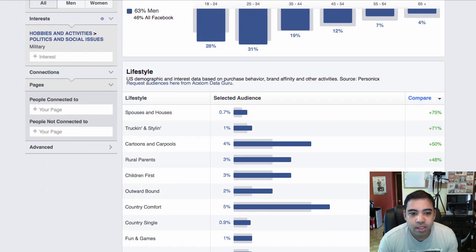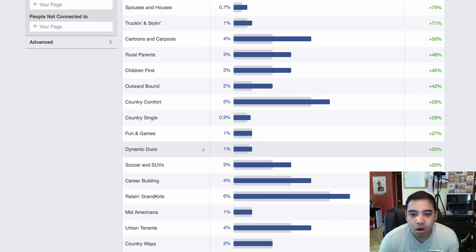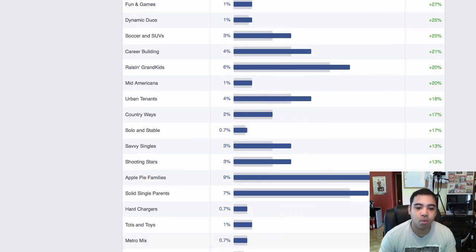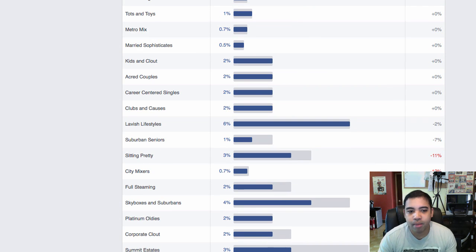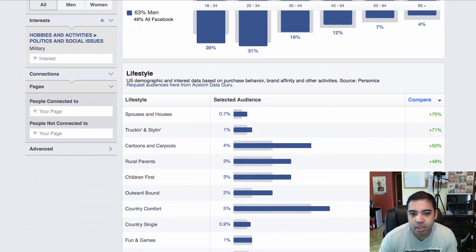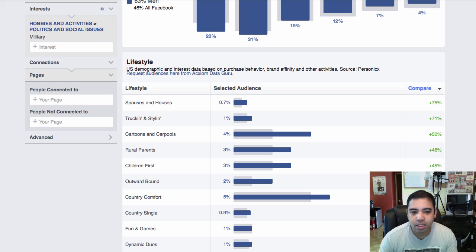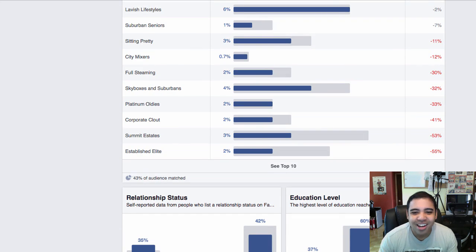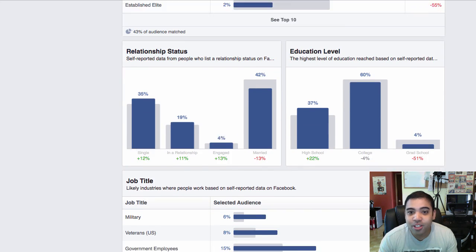You can see their type of lifestyle, for example what they like: cartoons, spouses, trucking, country comfort. You can see all that data right here, and it helps you get inside your buyer's mind. For example, if you're creating a shirt for the military, you can design something related to country or cartoons or whatever. Who knows? You never know until you try it.